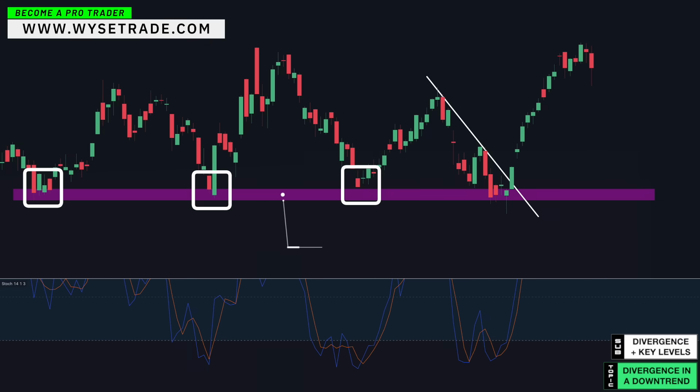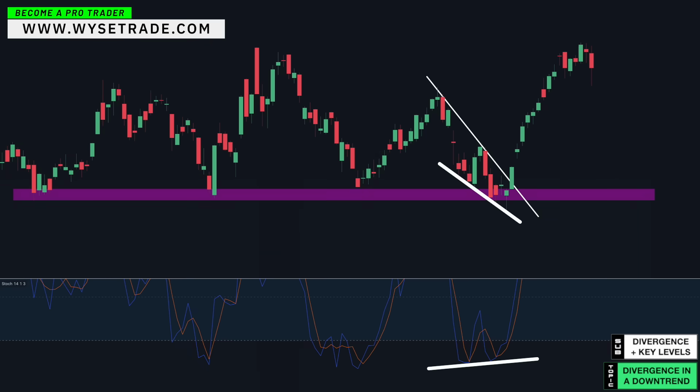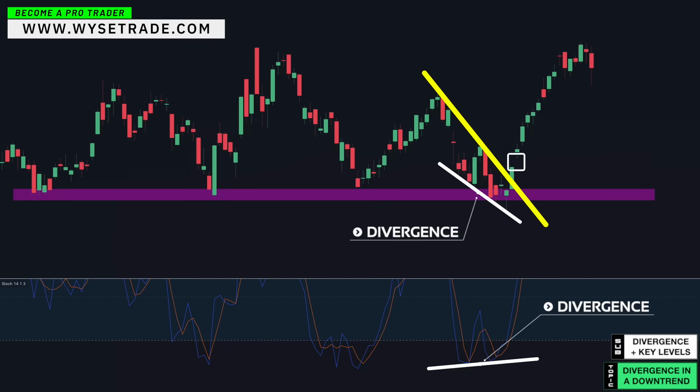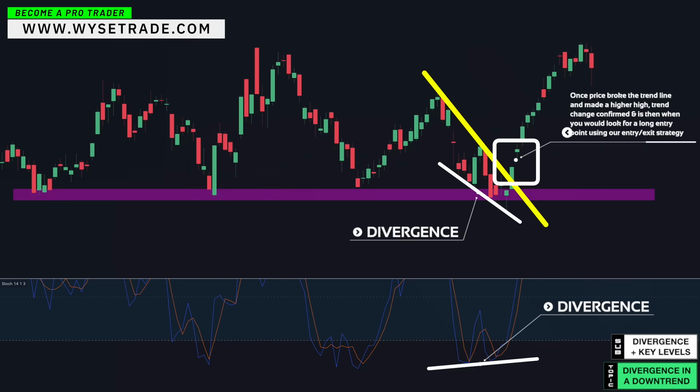These reversal points give you a key support level. As price comes back down, it makes a lower low, whereas the stochastic makes a higher low, giving you a divergence. Trend line placed above, and once price broke the trend line and made a higher high, trend change confirmed, and is then when you would look for a long entry point using our entry strategy.